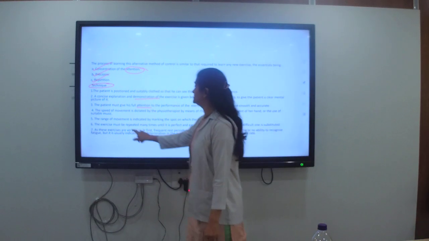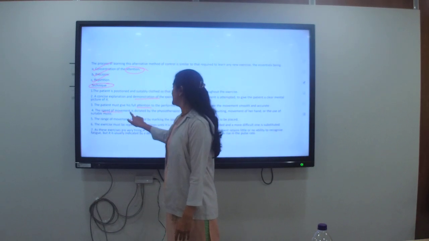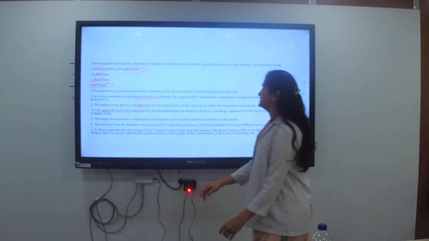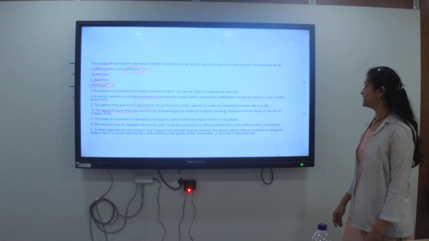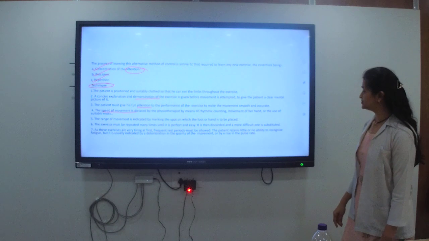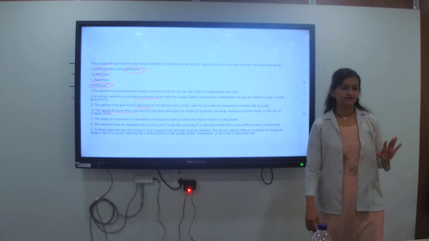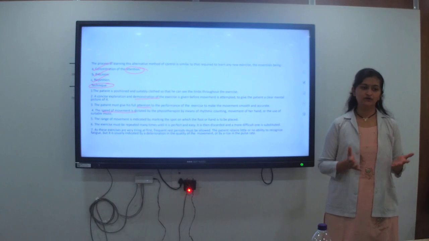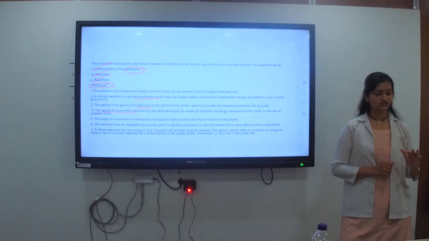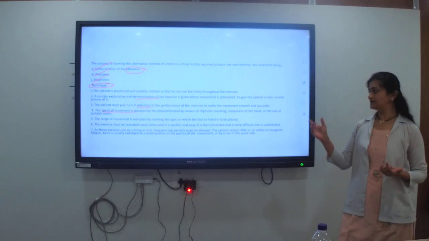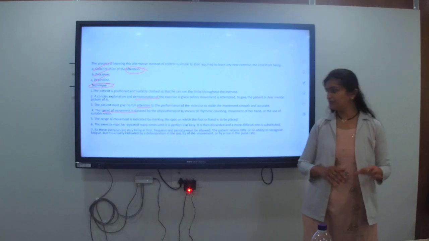Now the fourth is the speed of the movement. The speed of the movement is dictated by the physiotherapist by means of rhythmic counting, movement of her hand, or the use of suitable music. Wherever assistance is required, you can give it. And the speed of the movement depends on the patient, on how much the patient is able to do, and you have to explain or perform accordingly.